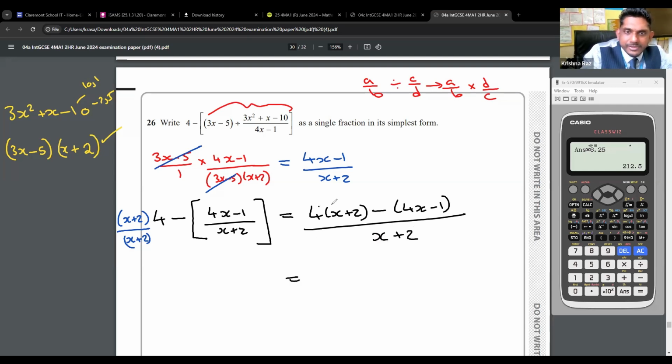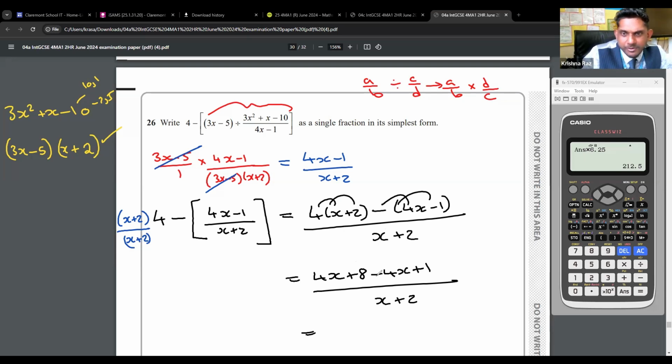So now we have to expand the top. Plus 1 all over x plus 2. 4x minus 4x is 0. 8 plus 1 is 9. So I get 9 over x plus 2. Job done. Bish, bash, bosh. On to the next one.